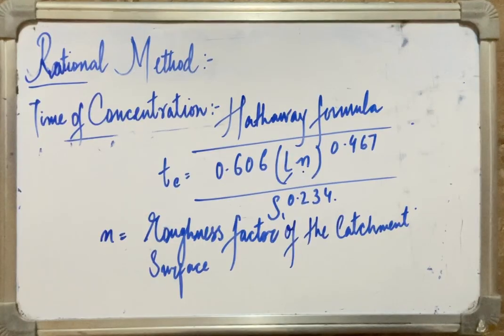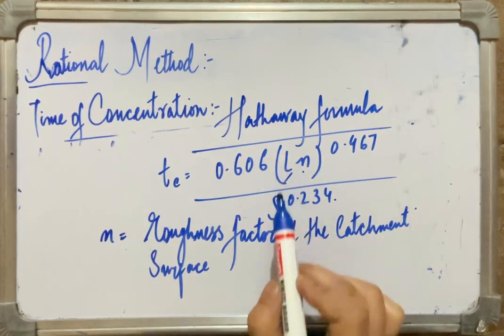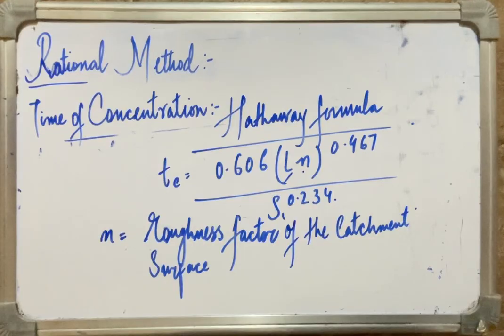So this is the Hathaway formula, which is used for estimation of concentration time. Tc is equal to 0.606 (L n) raised to power 0.467 divided by S raised to power 0.234. L and S are the same as mentioned in the Kirpich formula, and N is the roughness factor of the catchment surface. We have a table wherein type of surface is related to the roughness factor used for the Hathaway equation. We'll discuss them while we do the numericals on the topic.